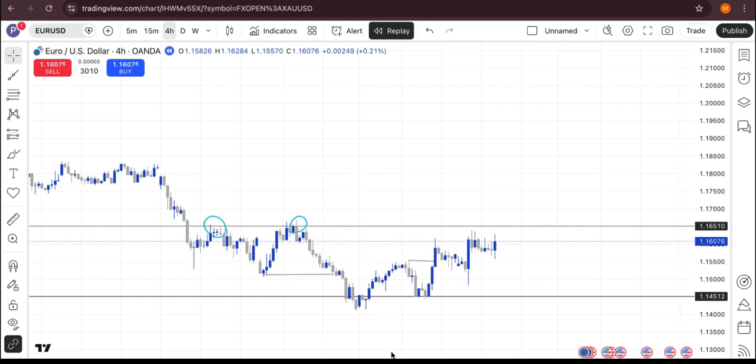Look at what I said. I said this is a strong support level. Look what happened here. So what you can do right here is actually enter a buy trade, because we know this is a strong support. The market touched our support level.